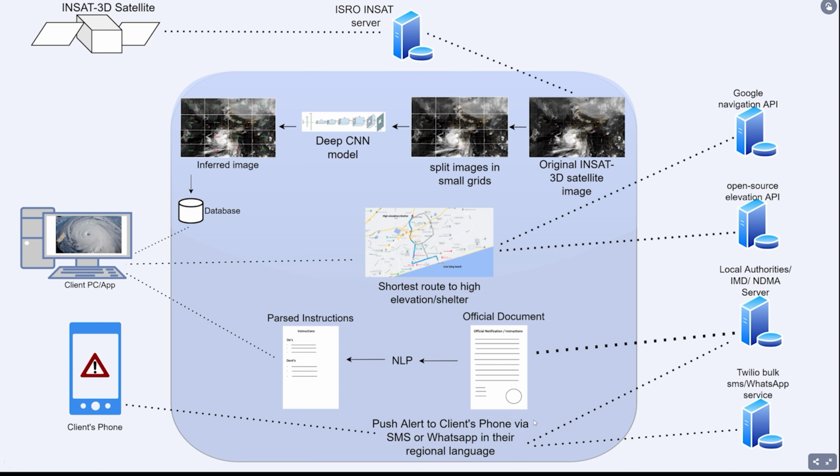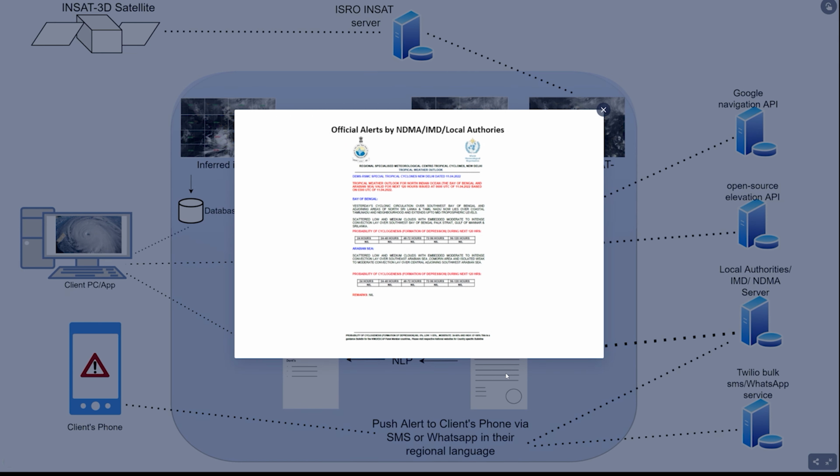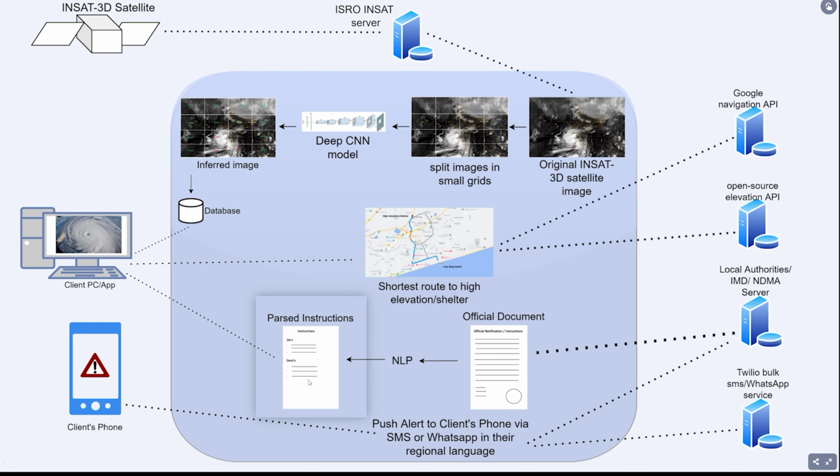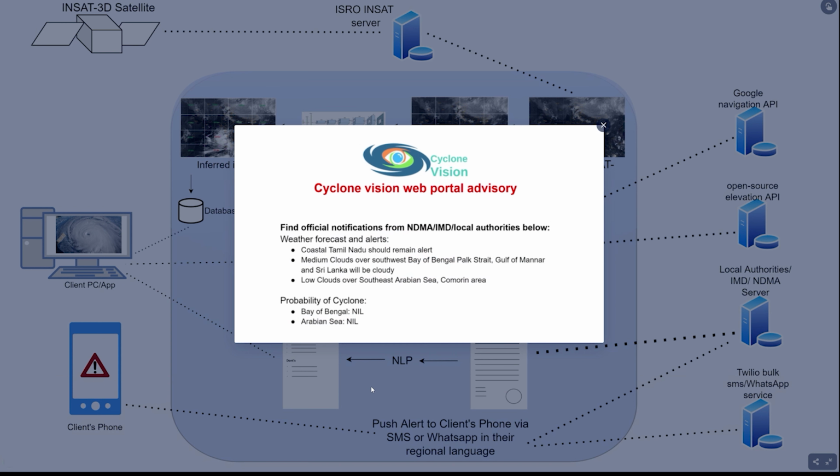And we have another functionality, document summarization functionality. Here, because official documents from IMD, NDMA, and even local authorities can be confusing sometimes. So this is an example of how an official alert from IMD looks like. For the layman, it is difficult to interpret. So we will use natural language processing to summarize the entire text of this alert into a more abridged and easy to read form.